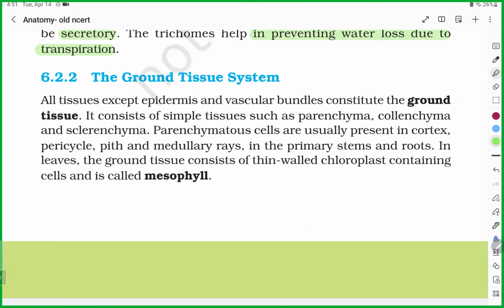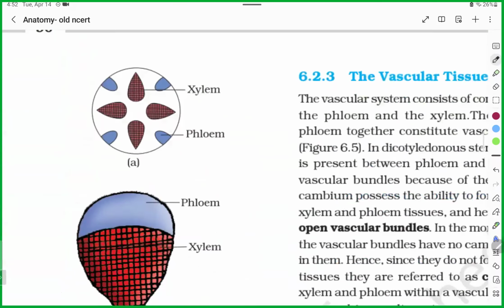All tissue except epidermis, the skin, and the vascular bundle, xylem and phloem, except these, it is ground tissue. It is made up of simple tissues: parenchyma, collenchyma, sclerenchyma. Parenchyma is present almost everywhere, whether you take cortex, the outer part, pericycle, pith, or medullary, in any stem or root, because the soft part that has some function is parenchyma. In case of leaves, we have special mesophyll cells. These cells have thin walls and chloroplast, and mesophyll cells are responsible for photosynthesis because they contain more chloroplast. Any doubt, guys?